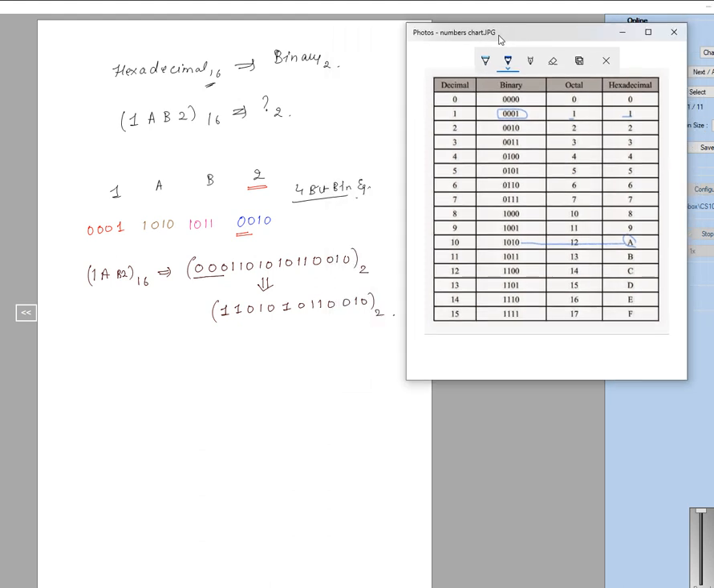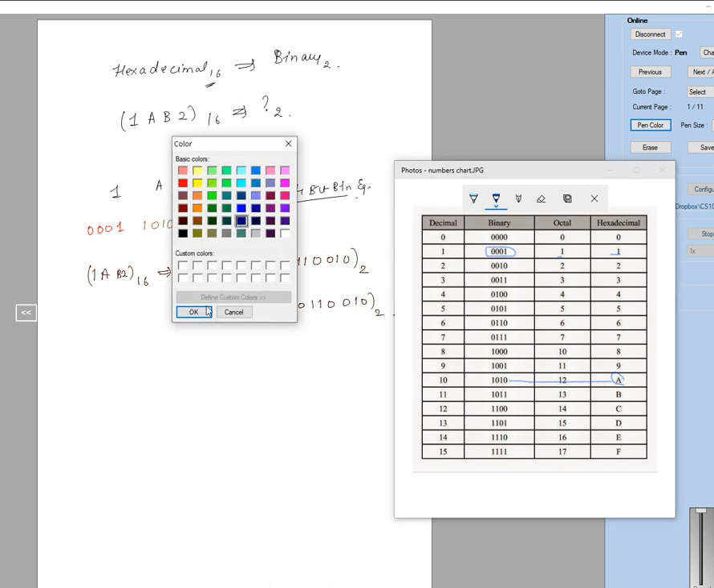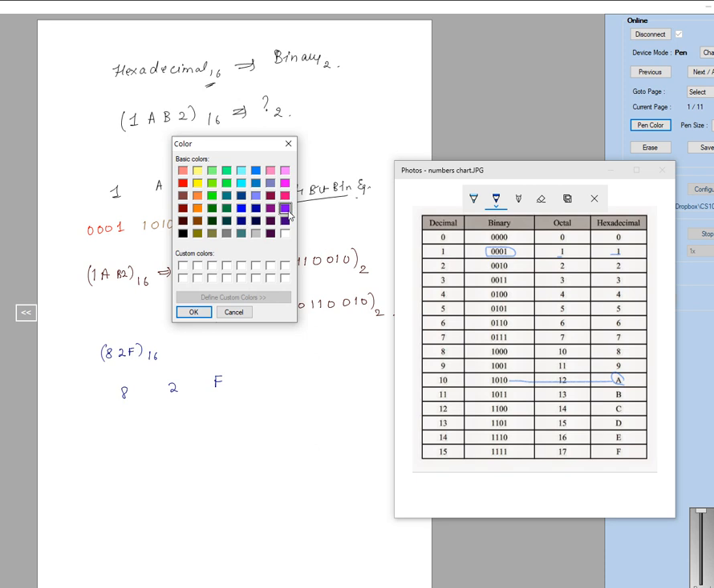So another example, let us take a simpler number. Let us take 2F8. This is of base 16. So just write it in a spread form. And now just start writing the 4-bit equivalent.